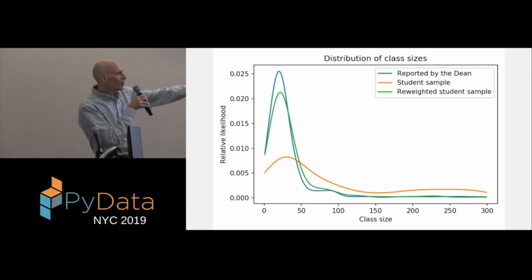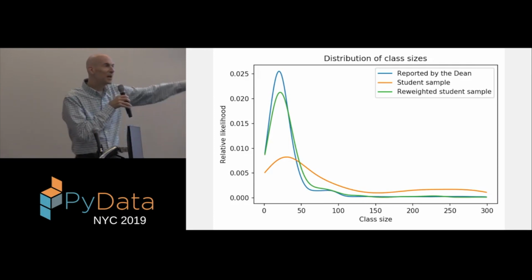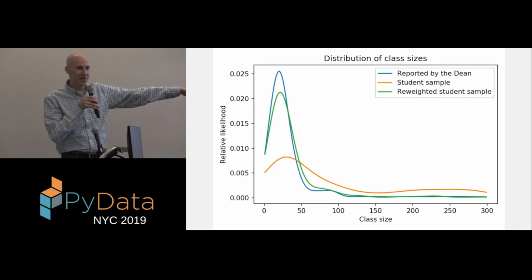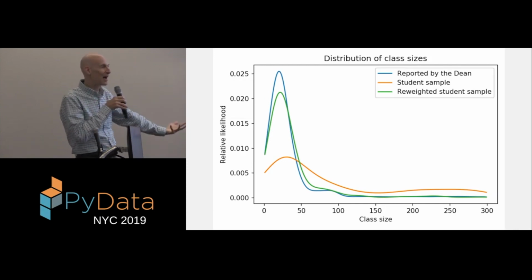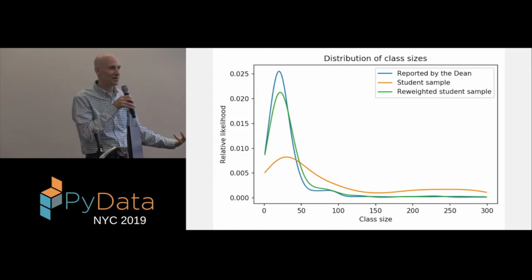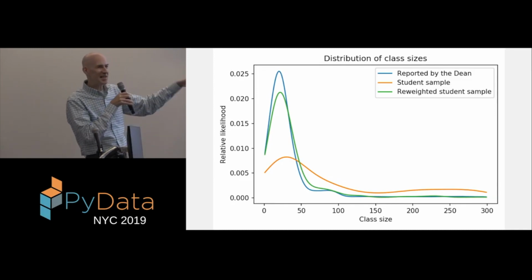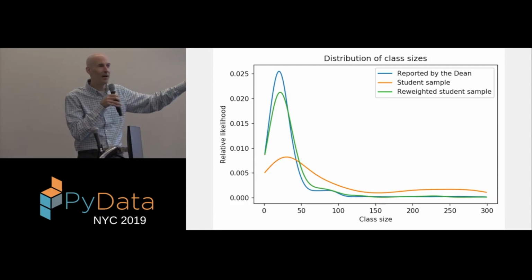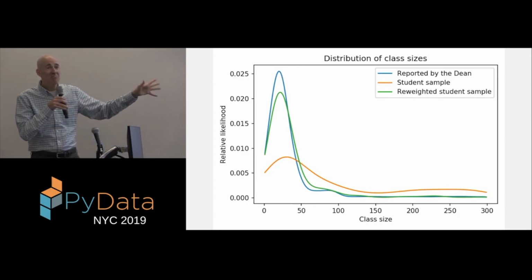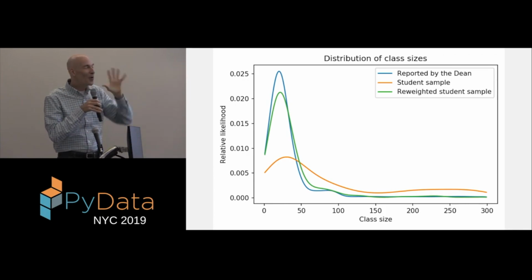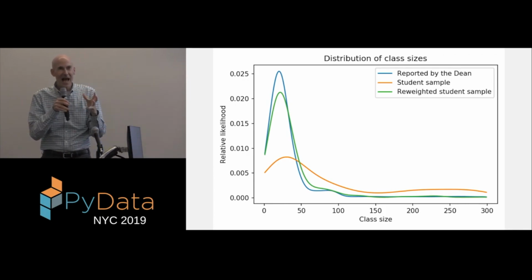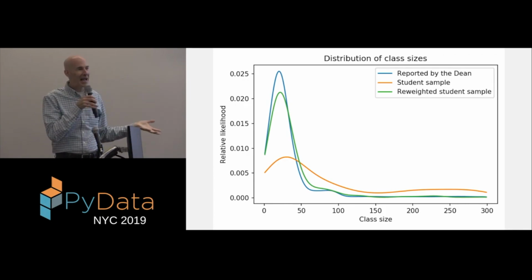It's particularly good for larger class sizes. It's a little bit less good for small class sizes because those are hard to sample. There aren't very many people around to report small classes. So I would need a pretty big sample in order to estimate that part of the distribution well. But on the whole, this works. So anytime you're not able to get ground truth data, sometimes you can back it out from a biased sampling process.